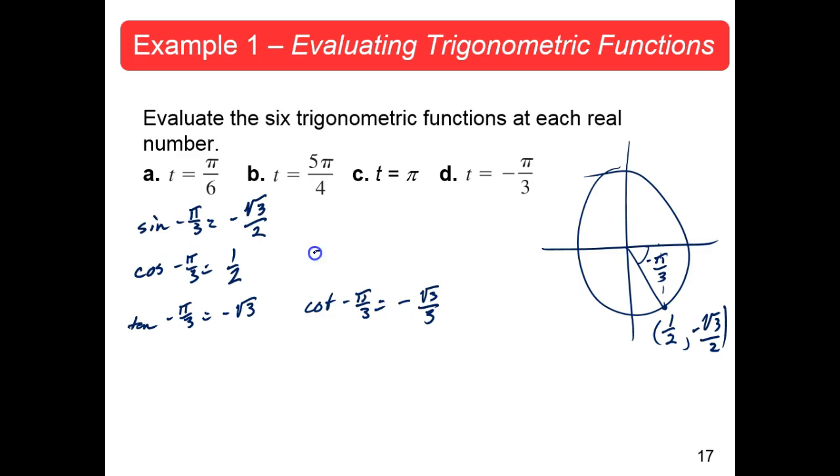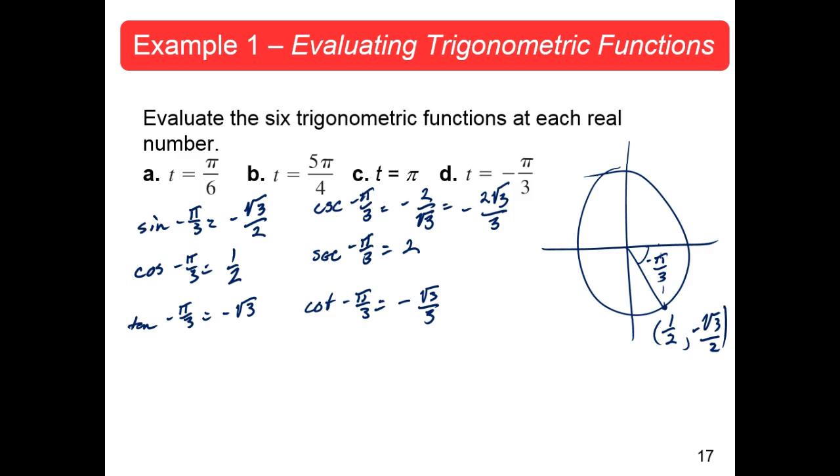Secant of negative pi thirds is what? Which is 2. Perfect. Cosecant of negative pi thirds, which is negative 2 over root 3, which you could rationalize to make negative 2 root 3 over 3. Perfect. You don't have to rationalize, but a lot of times the book does, sometimes it doesn't. All right, any questions on that?